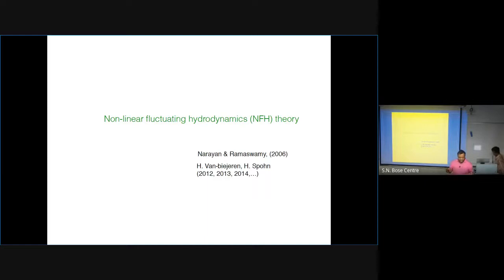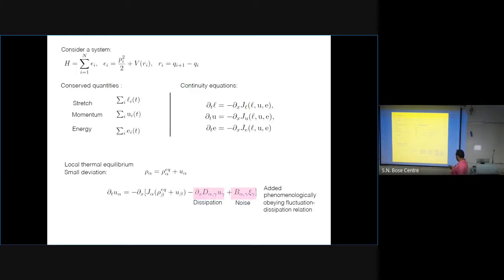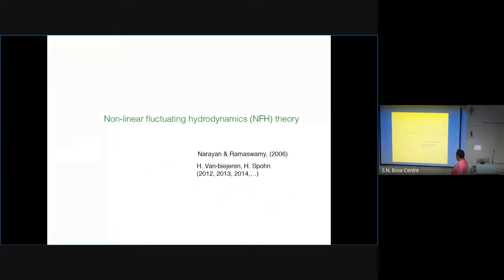But recently there is a development which goes under the name nonlinear fluctuating hydrodynamics, which explains many features of anomalous transport in a wide class of systems. This theory was developed over the last 10 to 15 years, starting from a paper by Uttam Narayan and Sriram Ramaswamy in 2006. They did some more calculations, and then in 2012, a paper was written in parallel, and after that it was generalized and written in full generality. So let me briefly talk about this.